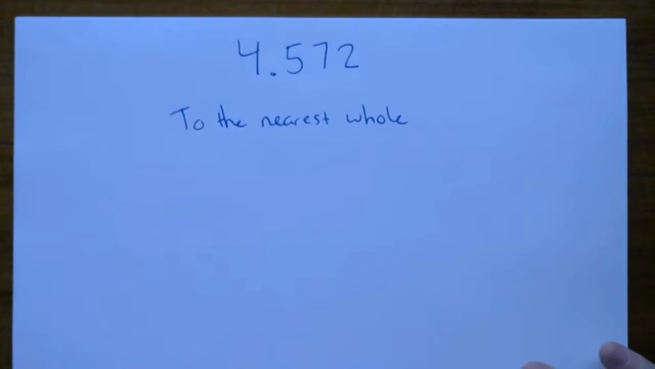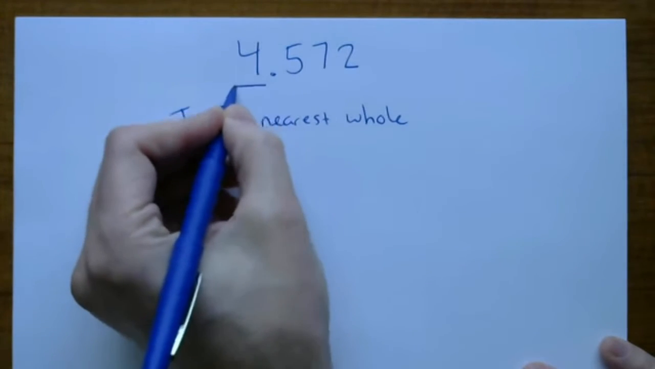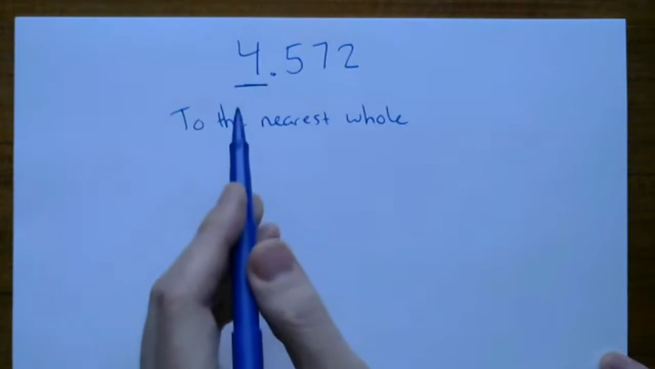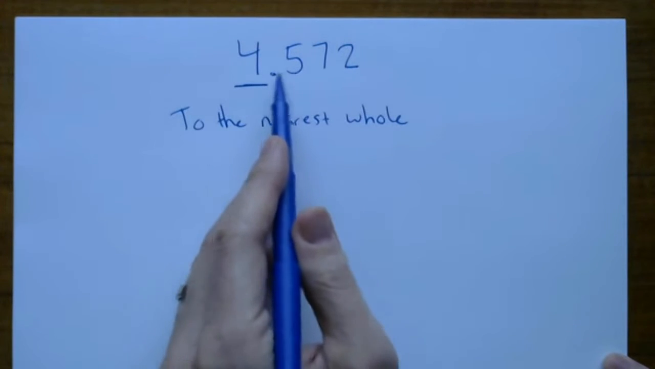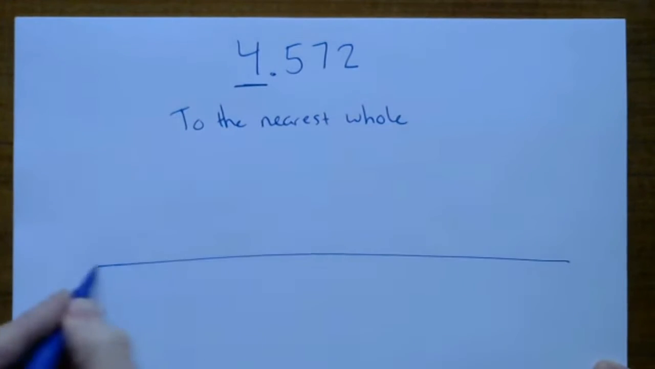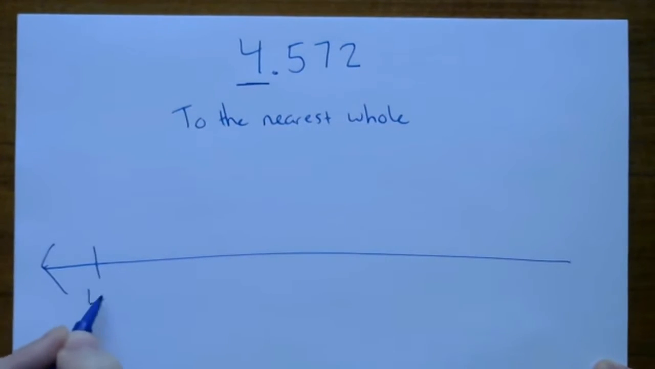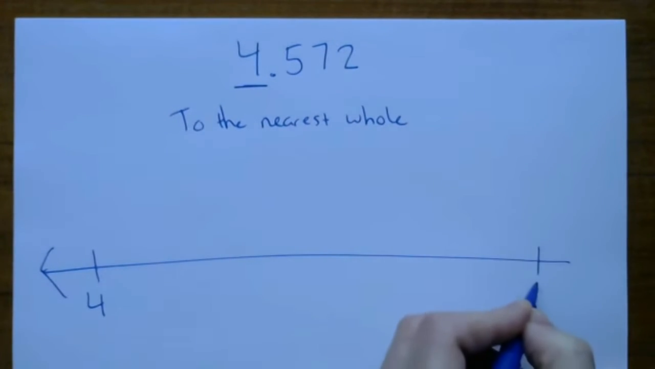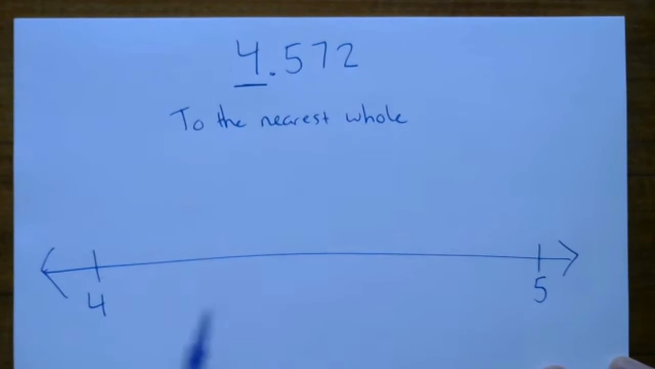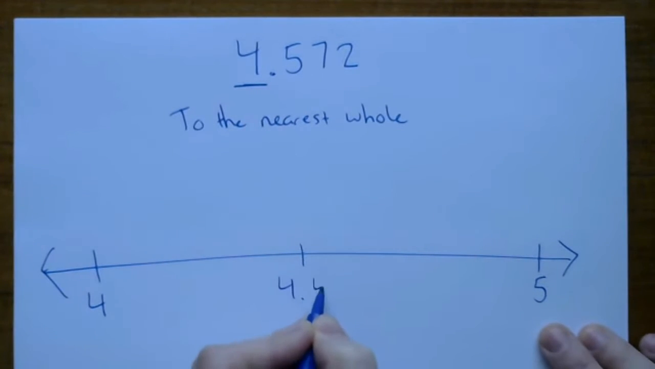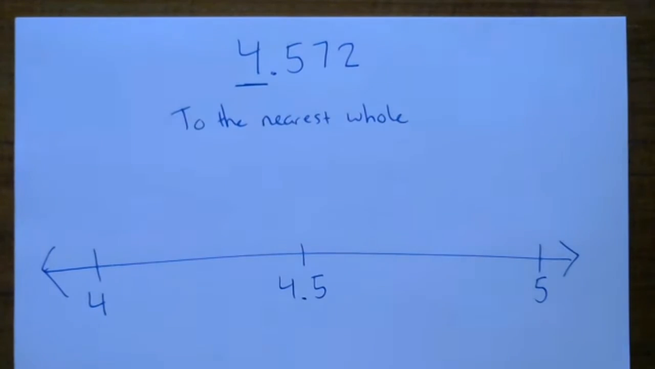Now we'll take the same number and round it to the nearest whole. The nearest whole number being 4. So which whole numbers is this number between? Well, this number is a little bit more than 4 wholes. So we'll start with 4 wholes here, and then the next whole would be 5. So this number is somewhere between 4 wholes and 5 wholes. Is it closer to 4 wholes or 5 wholes? Let's see. We've got to find the midpoint first. So right in between 4 and 5 would be 4.5, or 4 and 5 tenths.